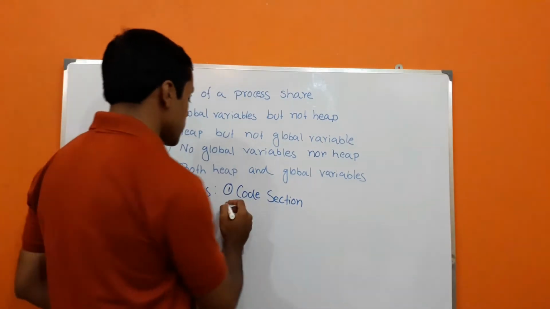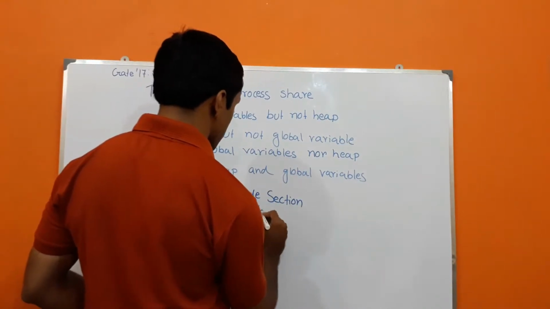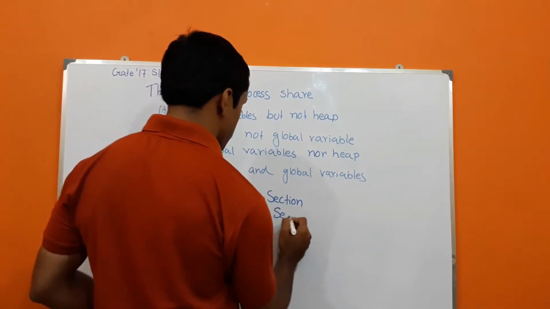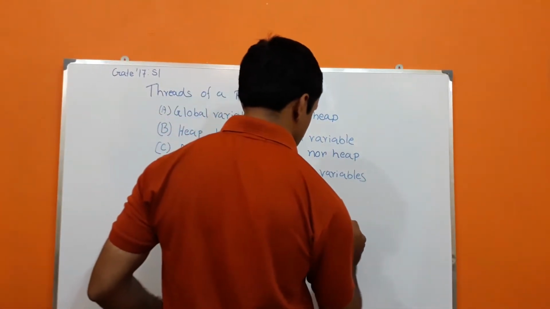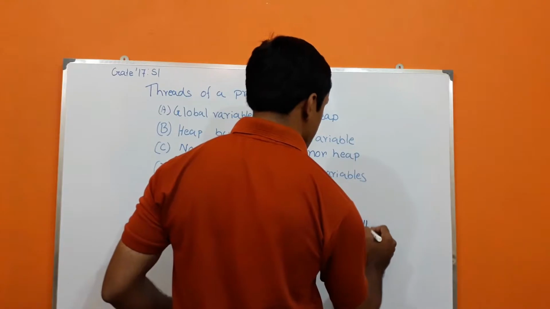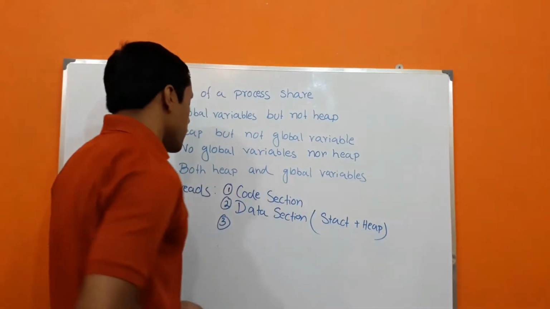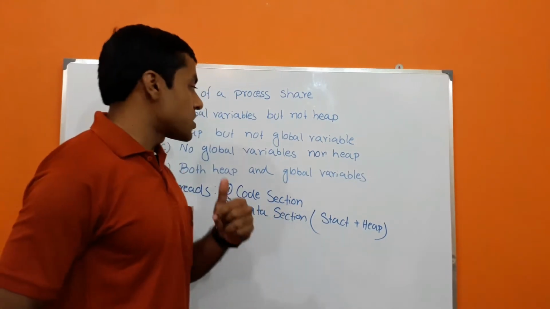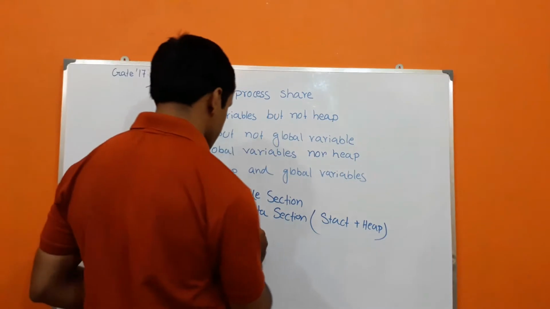The second thing is data section. Data section means both stack and heap, right? The third thing that is shared by the thread is the address space.